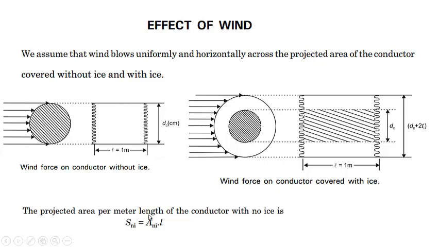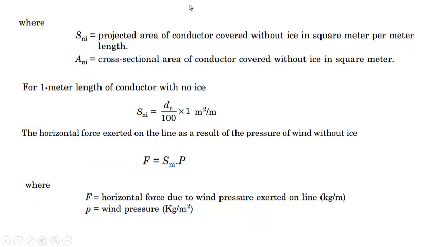So the projected area per meter length of the conductor with no ice will be Ani into L, where Ani will be equal to dc in centimeters. Ani is the projected area total without ice, the cross-section area of the conductor covered without ice in square meter. So for 1 meter length of the conductor, this Ani will be equal to dc divided by 100 into 1 meter square per meter.